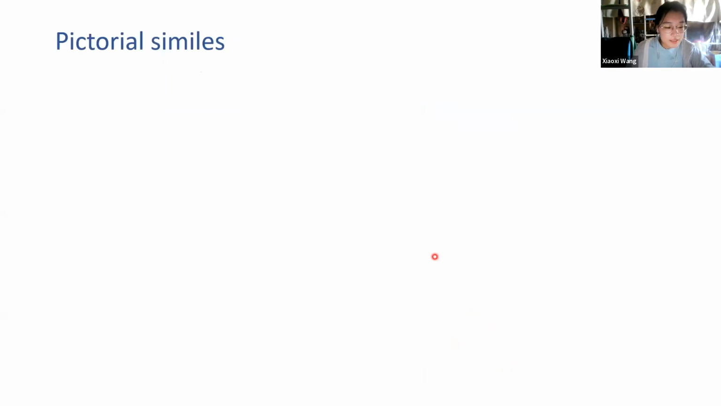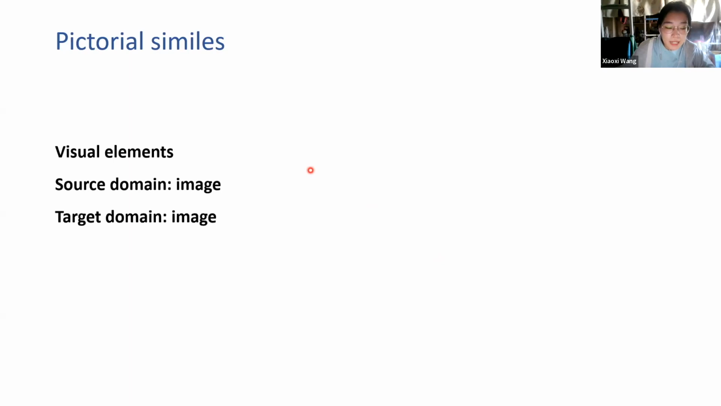And another one is pictorial metaphor, pictorial simile, sorry. The core meaning of pictorial simile is that the source domain and target domain are mainly presented in the visual elements. Even if the picture context is covered, you can still find out the metaphor. The metaphor can still be constructed, but the distinction between source domain and target domain will be blurred.